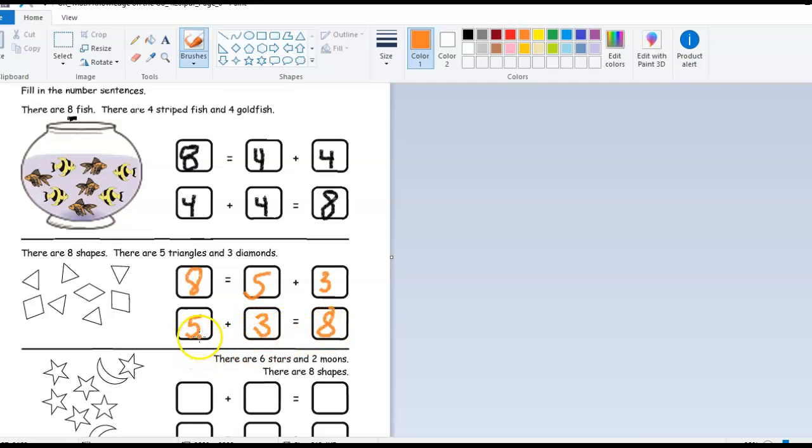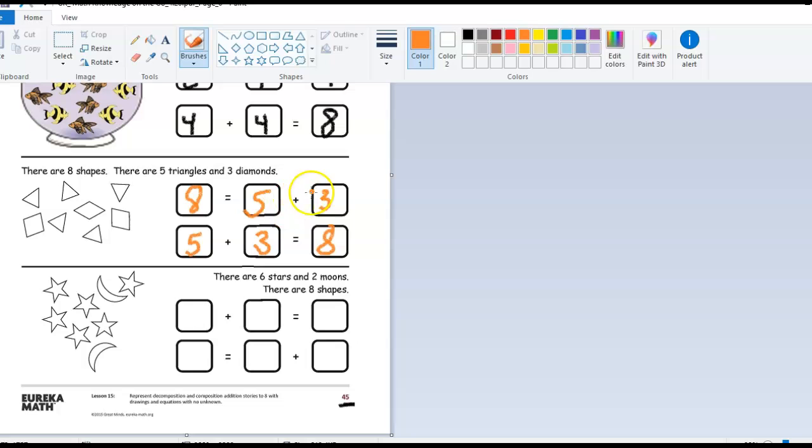Awesome job. 5 and 3 equals 8, or 5 plus 3 equals 8. Awesome job, boys and girls. Moving along to this problem right here. Let's change our colors to blue. I'll read the sentence, the problem. There are 6 stars and 2 moons.